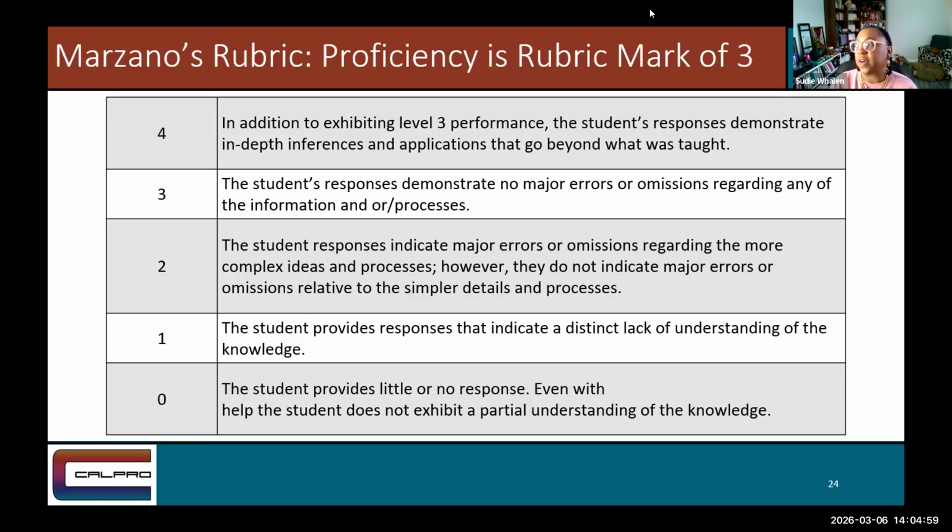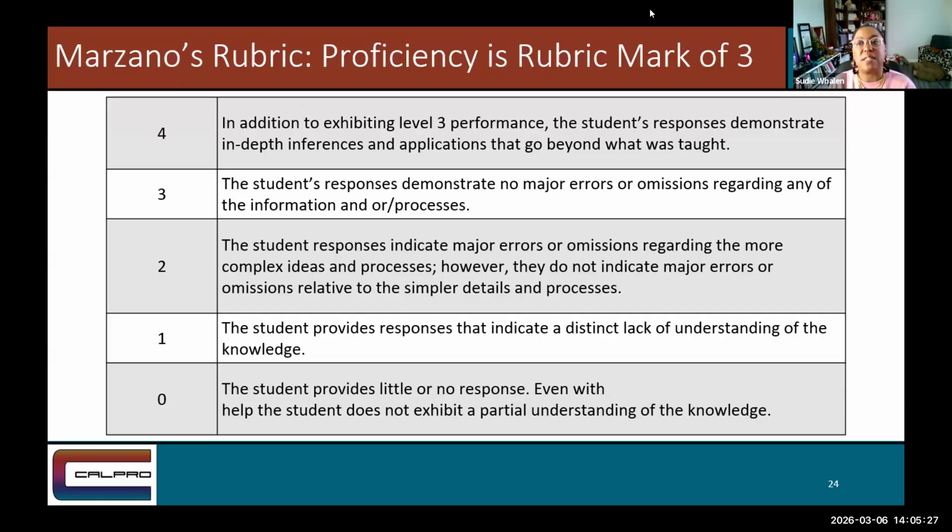Now, we drop down to number 1. The student provides responses that indicate a distinct lack of understanding of the knowledge. That means they can't do it even with our help. We are still needing, but they do kind of understand the concept. They just can't do it yet. When we get down to 0, the student provides no response. Even with help, the student does not exhibit a partial understanding of the knowledge. If they're at 0, that means they can't do it. They don't understand it. They're not there yet. If they're at a 0, they probably weren't ready to be assessed in the first place, if we're being honest.